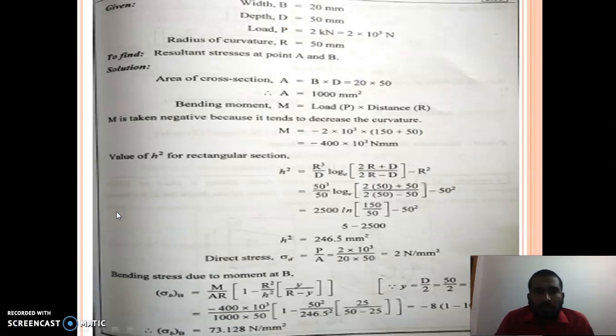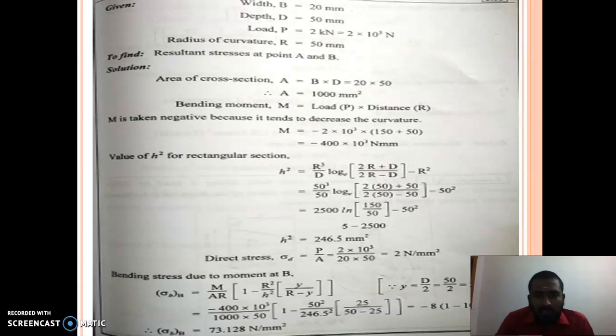So here it's given with B is 20 mm and depth D is 50 mm. Load is 2 kN, means 2 into 10 power 3 Newton. Radius of curvature is 50 mm. So we have to find resultant stress at point A and B. So area of cross section, we know B into D is 20 cross 50, 1000 mm square.